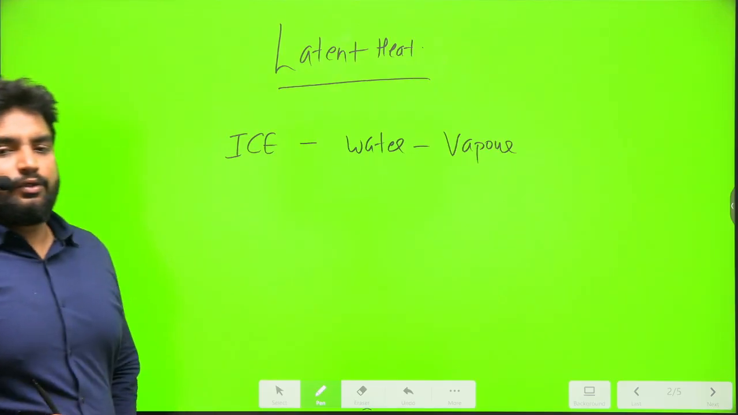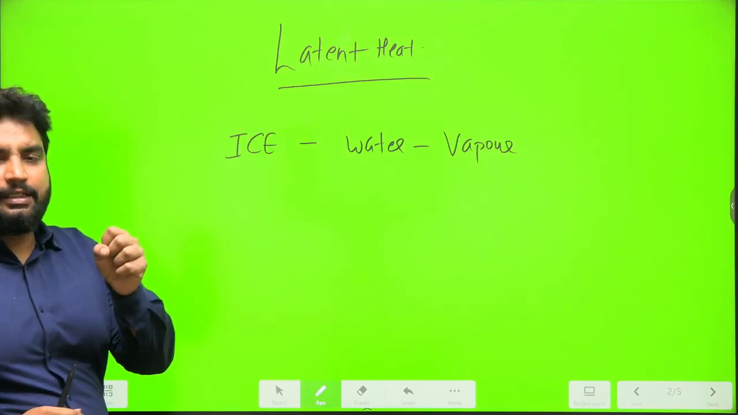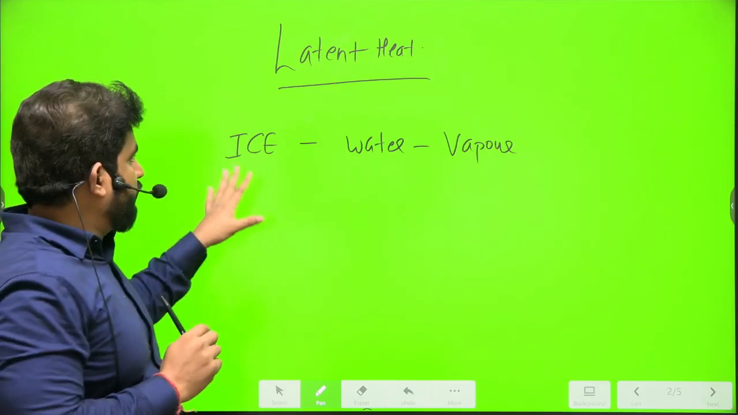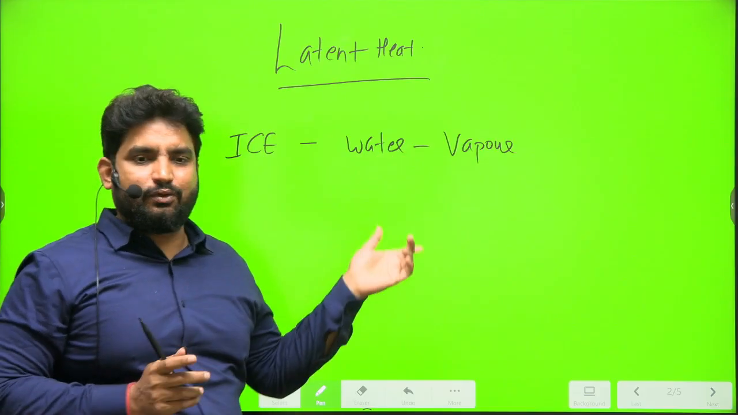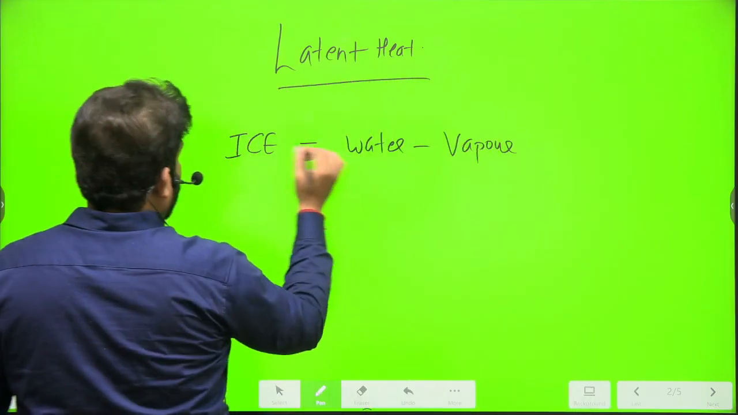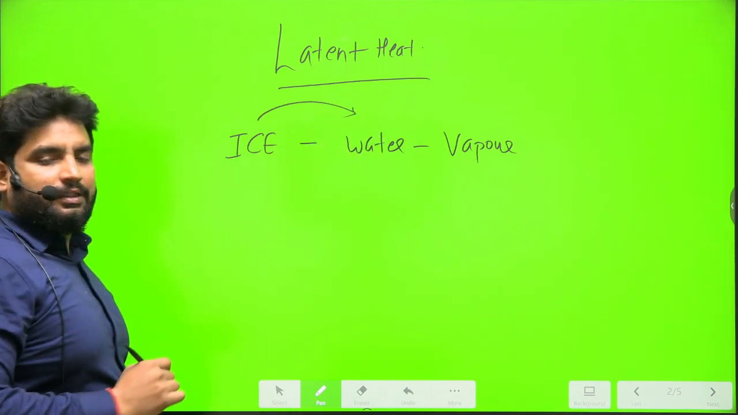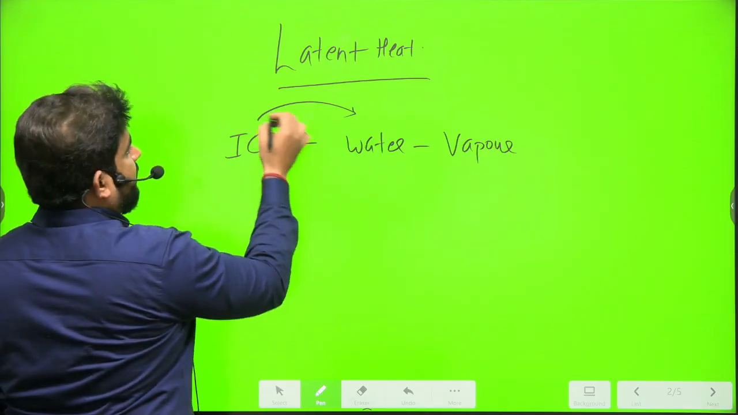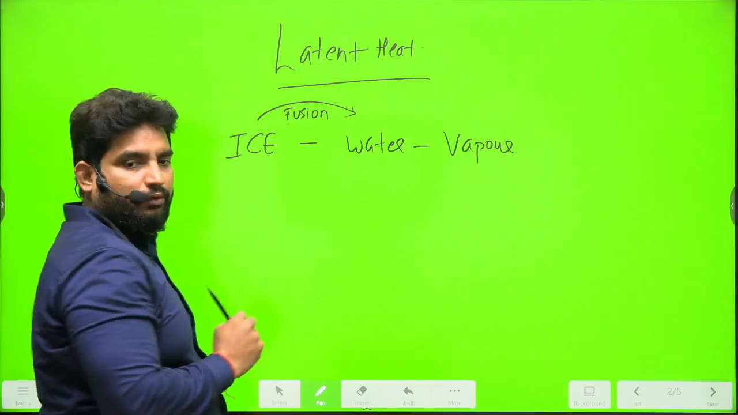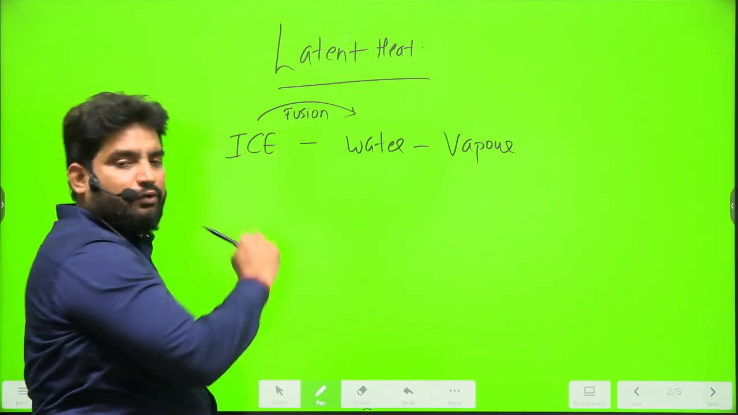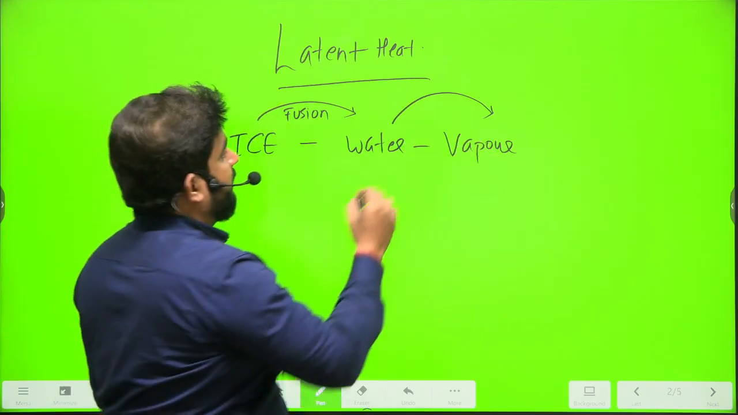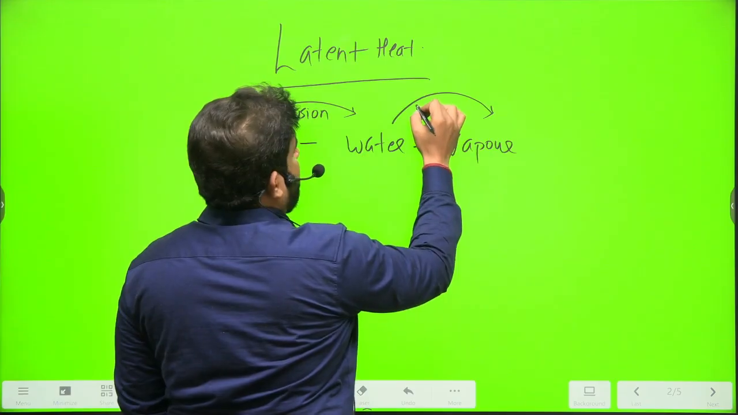So latent heat is nothing but a heat that is required to change the state or phase of a substance. For better understanding, we have taken the example of ice, water, and vapor. We know that these are all forms of water only. So when ice is converted into water, heat of fusion is required. I am naming only fusion for simplicity. Ice into water, heat will be required for ice to convert into water, and that is known as heat of fusion. Now, from water to convert into water vapor, heat is again required, and that is heat of vaporization.